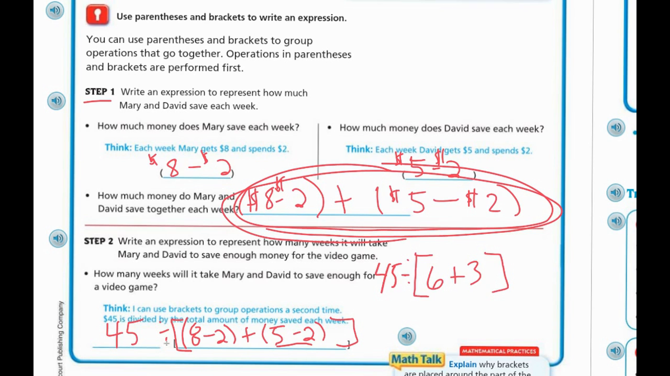Now I have to do what's inside the bracket. So 6 plus 3 is 9. Then I'm going to make sure I carry out my divide sign and my 45. And 45 divided by 9 is 5. So my answer would be 5.